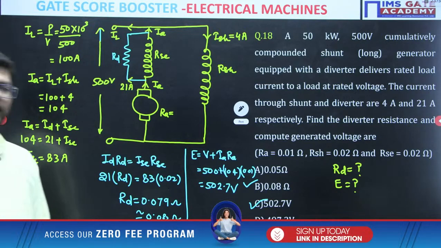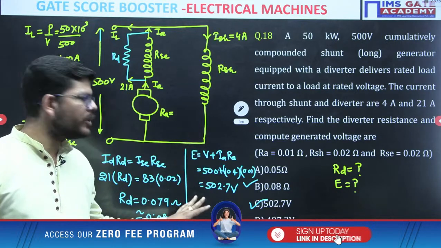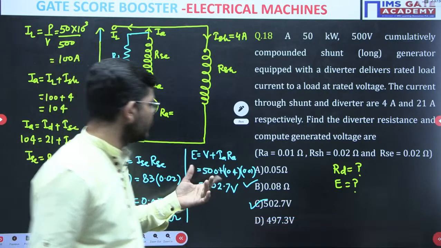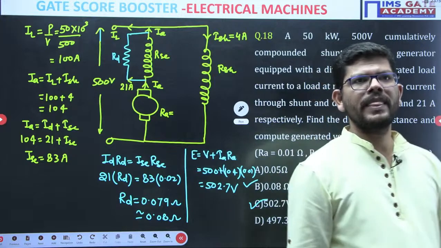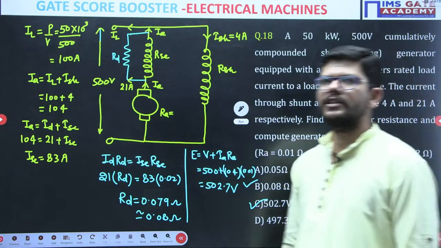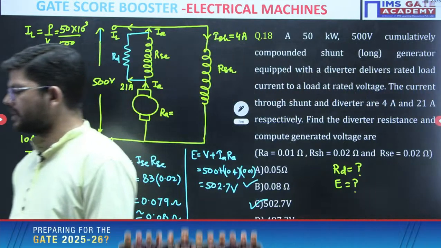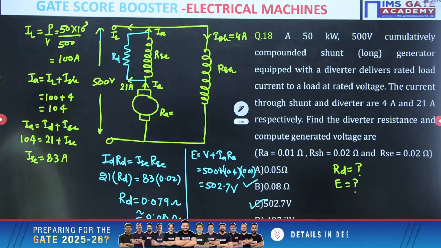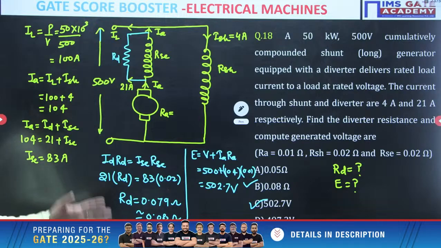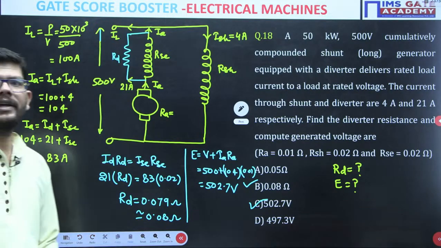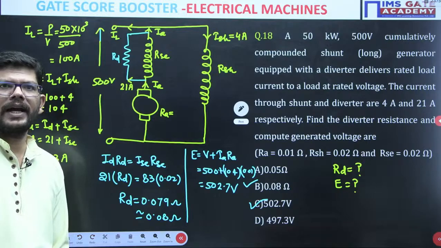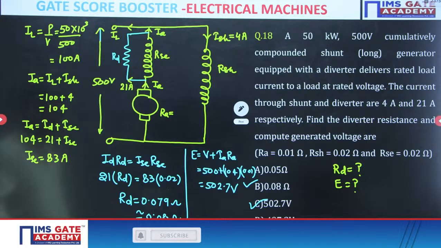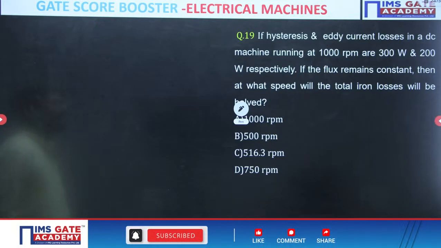If you apply the wrong KVL, you are not going to get the answer, and that option is also given. So be very careful. It is a generator. The KVL will be V plus IARA. This is a common mistake that students normally commit. Don't do that. Got it? So this is how you will solve this question, right? I hope it is clear, and you people are also getting the same answer. So that's very good. Now see this question.